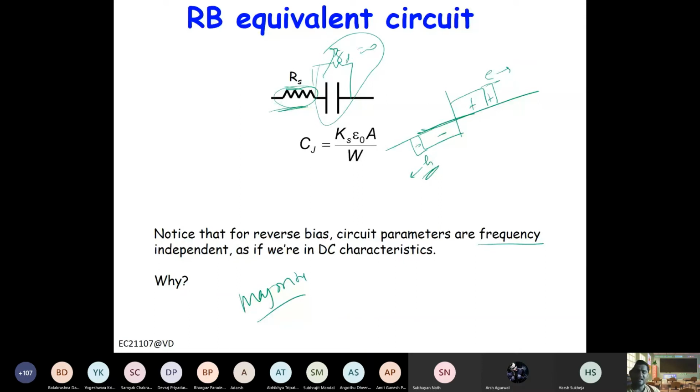So that means unless the frequency is 1 over the order of picoseconds, they will respond quite fast. If the frequency is more than this 1 over picosecond, on the order of terahertz, then of course they will again depend on frequency. But as far as our labs are concerned, we go to a few kilohertz, megahertz, right? It won't depend on frequency. So this is the equivalent circuit for reverse bias. Is it okay?